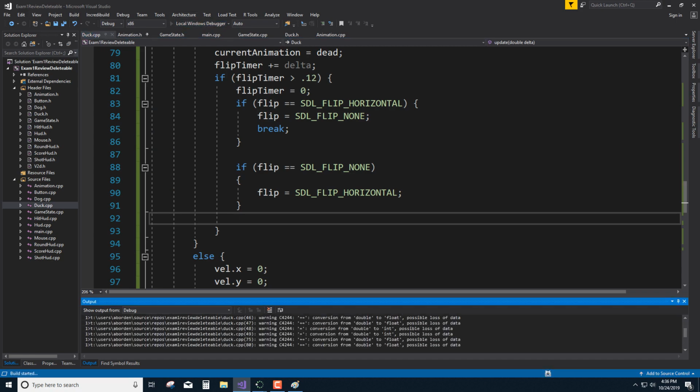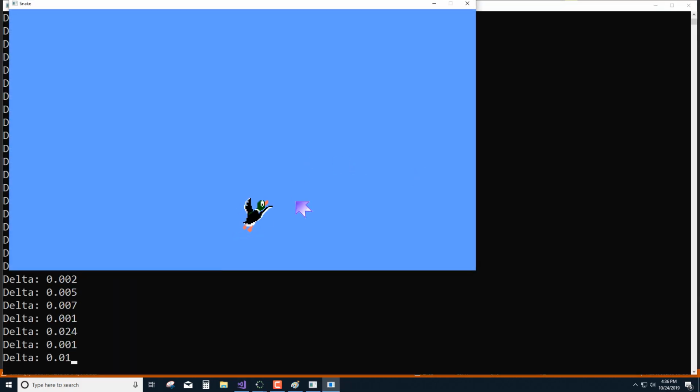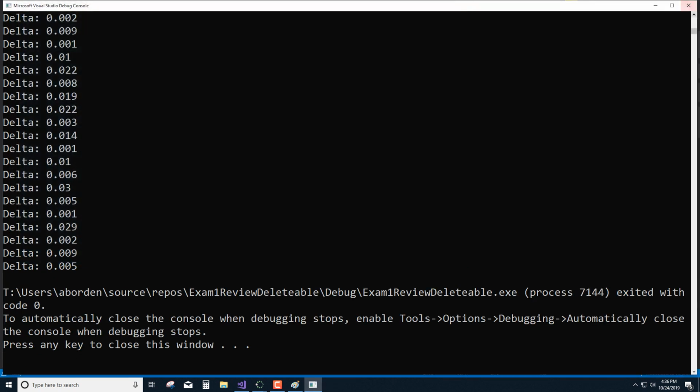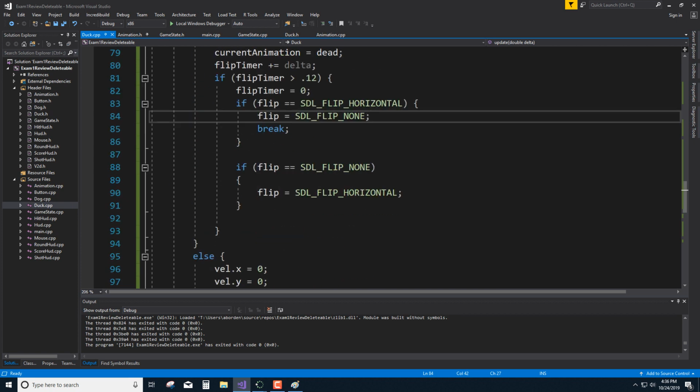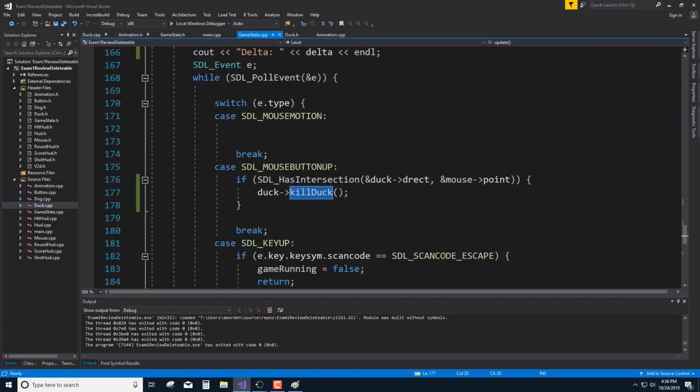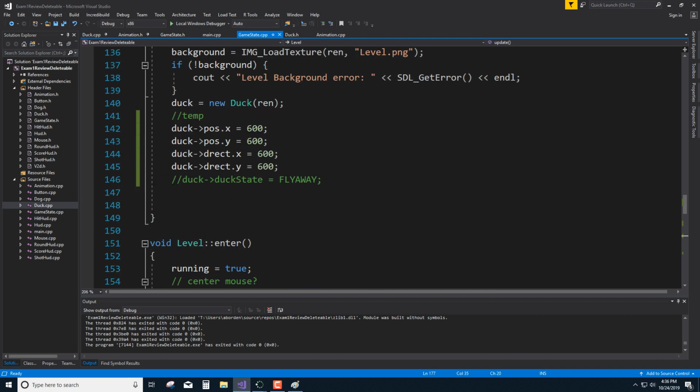Oh, okay, I see what I'm missing. I need to start the duck higher for shooting it. Yeah, it works. I don't know what is wrong, but let me try it. See if they shoot.